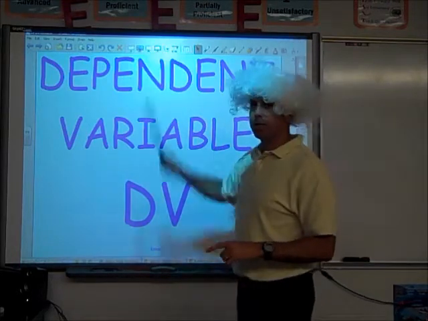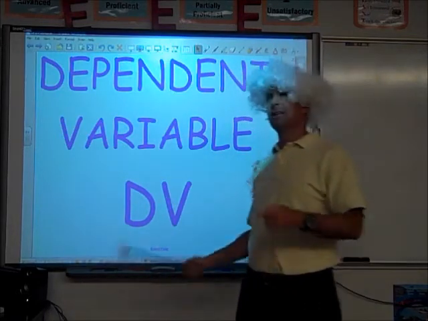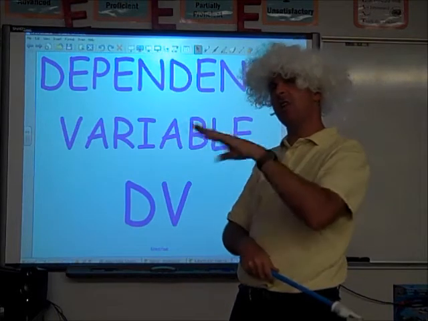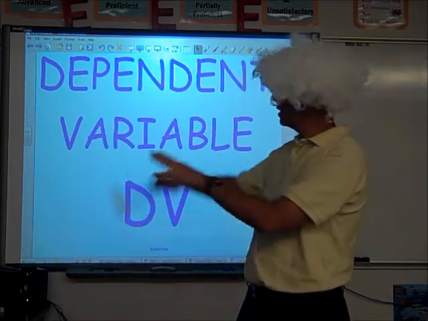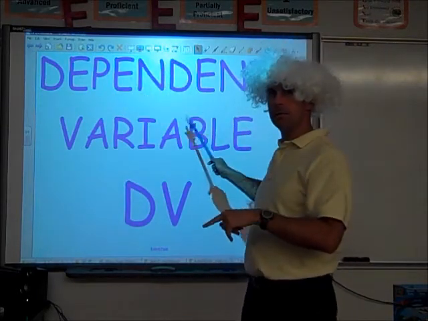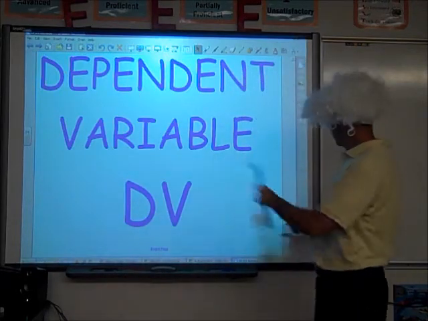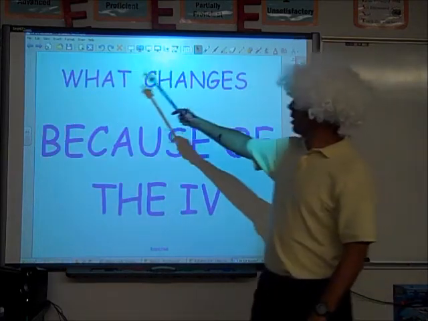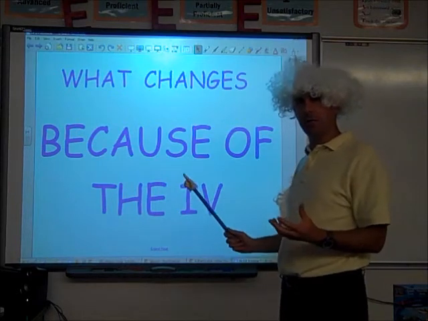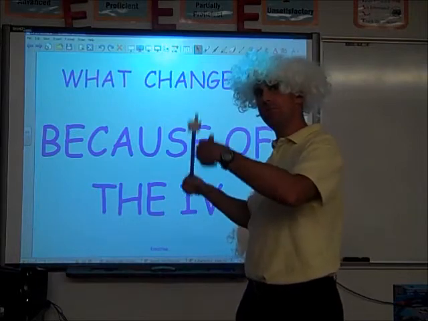Now, we need to get to the DV. The DV, the dependent variable. Now, if you think about it, if something's independent, it's kind of on its own. It changes itself. Dependent, that means it depends on the IV. It cares about what the IV does. The IV changes it. So a dependent variable, what changes because of the IV, the independent variable? So if I change the music, that's my IV, what changes because of it?